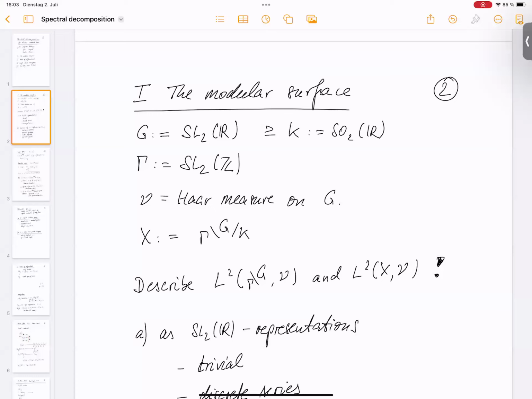And I will pass back and forth between the two, both for the modular surface and later for strata, because depending on the context, things are described more easily on one side or the other. You can lift functions from one side to the other, and functions that are invariant under the group K descend properly to functions on the modular surface. And if you're not invariant under K, but have a certain K type, meaning K acts by a character, then you don't actually descend to L2.